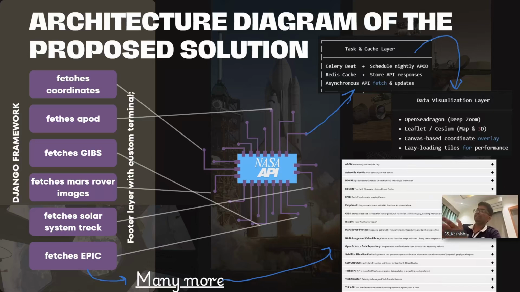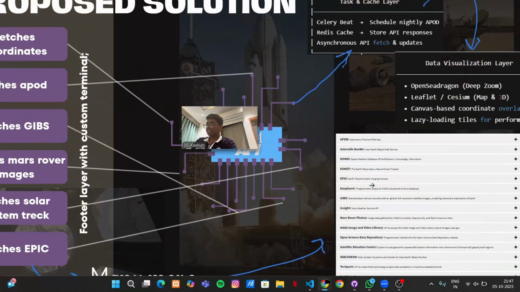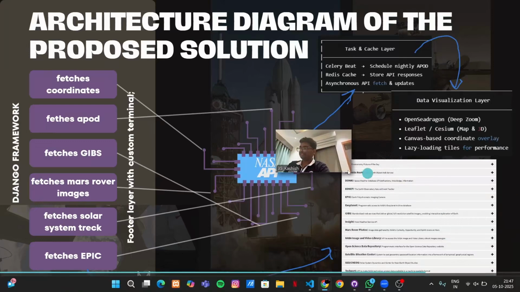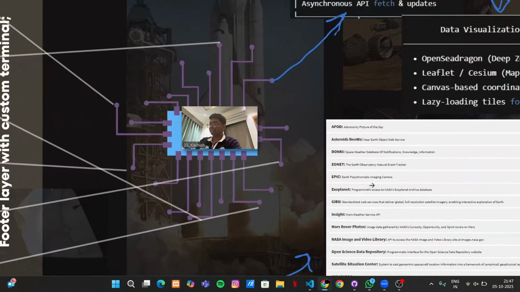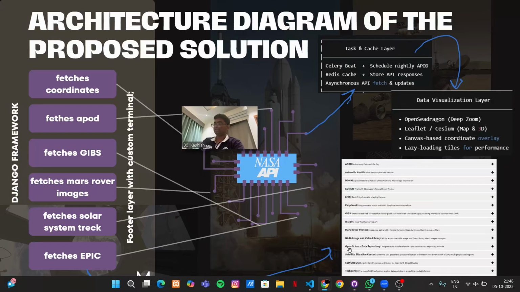For the task and cache layer, we have Celery Beat and Redis Cache, as I have told you. For data visualization, we are using OpenSeadragon for deep zoom. As you can see, there are still a lot of things remaining to implement, like Asteroid, EPIC, mainly EPIC and SSD. We're going to implement them in the coming days.